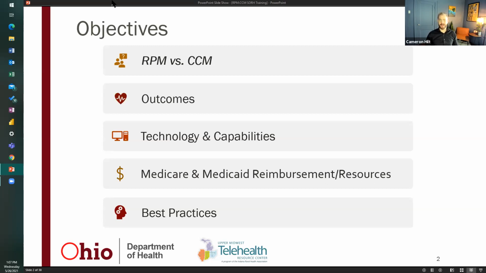Next, I want to talk about technology and capabilities. Regardless of where you are as an organization, some may be working with some outside vendors, so I want to give a very high level overview of what some of those vendors can do. Next, I want to talk about how you get paid: Medicare and Medicaid reimbursement, as well as what the regulations look like for commercial insurance for remote patient monitoring. And then lastly, best practices. What are some of the things that you want to consider when you're implementing these types of services at your organization?